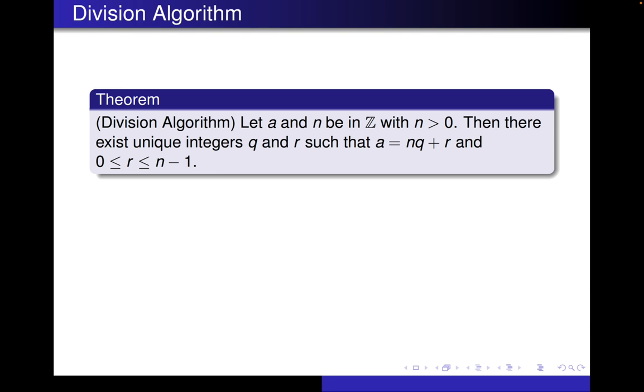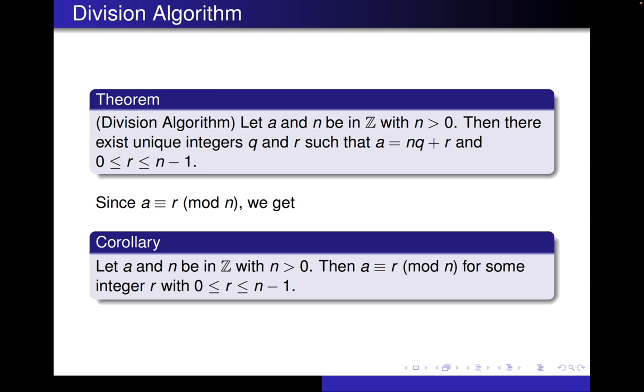And here is the statement of the division algorithm that we just got finished looking at. If a and n are integers where n is a positive number, then there exist unique integers q and r, that's the quotient and the remainder, such that a is equal to nq plus r, and 0 is less than or equal to r, which is less than or equal to n minus 1. So our remainders are all non-negative and no bigger than n minus 1. As a consequence, you can see from the equation a equals nq plus r that a is congruent to r mod n. Then it immediately follows that if a and n are integers with n positive, then a is congruent to r mod n for some integer r, where r is between 0 and n minus 1.